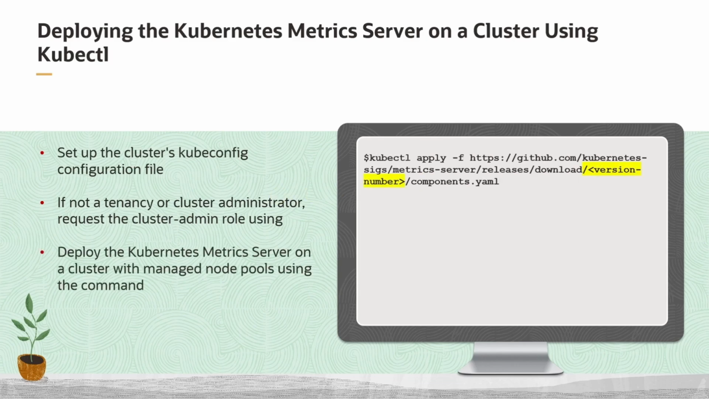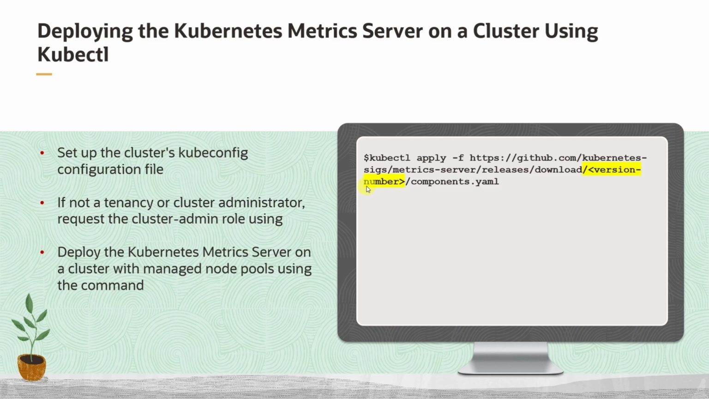Now, if you are going to deploy the Kubernetes metrics server on a cluster with managed node pools, deploy the Kubernetes metrics server by entering the following command in the terminal. We should use the kubectl apply command and use the URL as given on the screen. But remember that the version number is the Kubernetes metrics server version that we want to deploy. For example, version 0.6.1. But note that since the Kubernetes metrics server is being actively developed, the version number to specify will change over time.